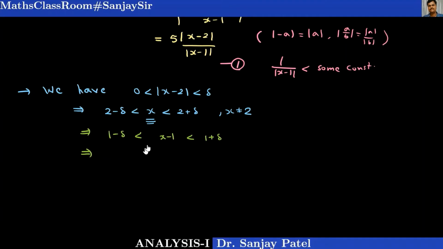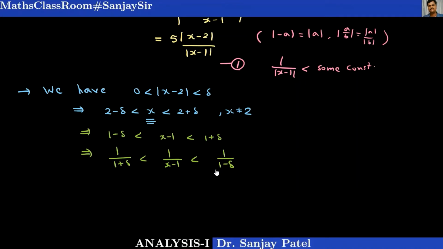If I take the reciprocal, assuming everything is fine, if a less than b less than c is given, the reciprocal is 1 upon c less than 1 upon b less than 1 upon a. So I'm writing, by reversing this inequality, 1 upon 1 plus delta less than 1 upon x minus 1 less than 1 upon 1 minus delta. So whenever 0 less than mod of x minus 2 less than delta is satisfied, I can write that 1 upon 1 plus delta is less than 1 upon x minus 1, which is less than 1 upon 1 minus delta.